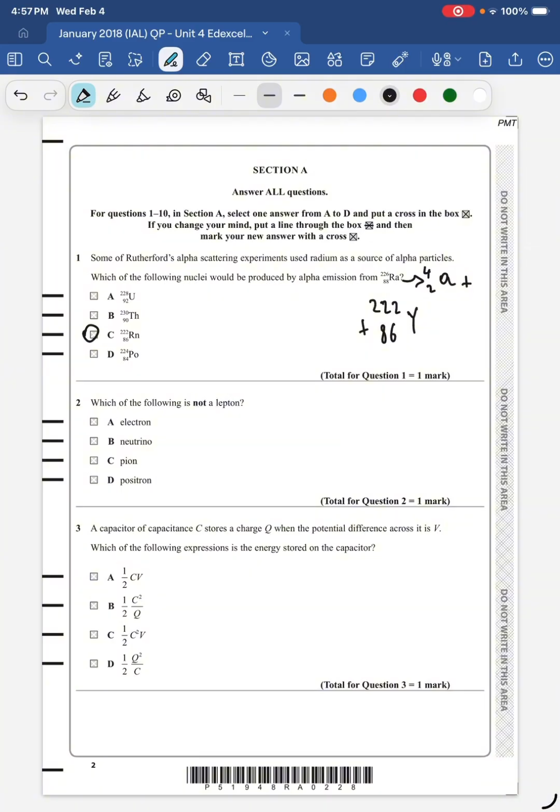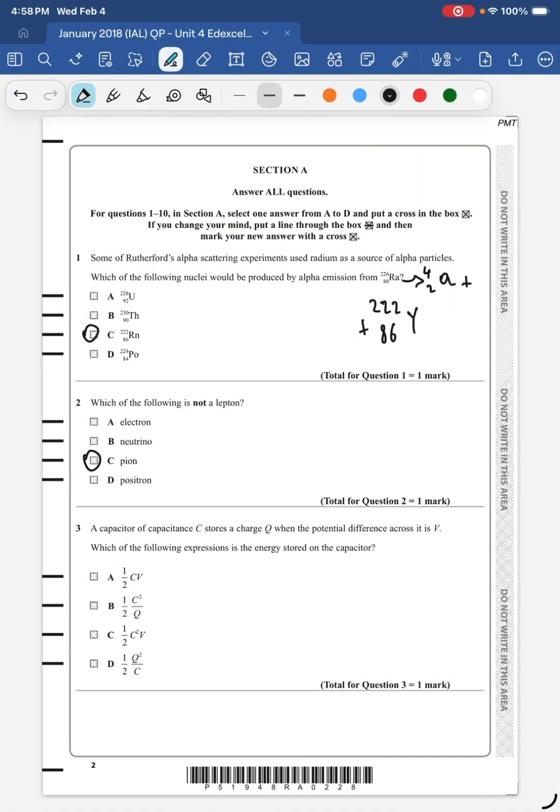Now let's move to question 2. Which of the following is not a lepton? The electron and the neutrinos are leptons, and so are positrons. A pion is a meson, so C.